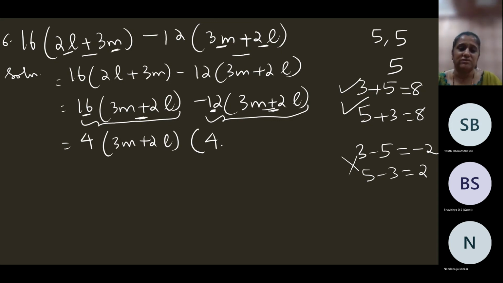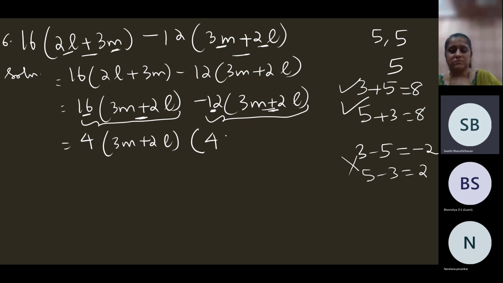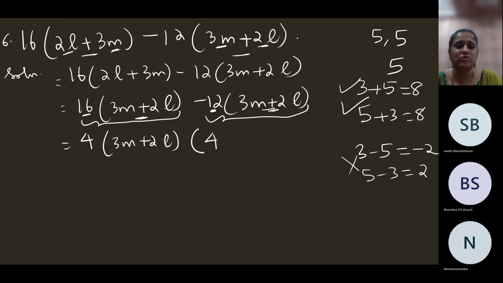Now in the bracket, 4 into 4 is 16. Correct? Yes, ma'am. And then, children, let me just add one N here. I just created this question like this. So it is 12 into 3M plus 12 into N. There is no N in the first term. So N will not be common between the first and the second term.